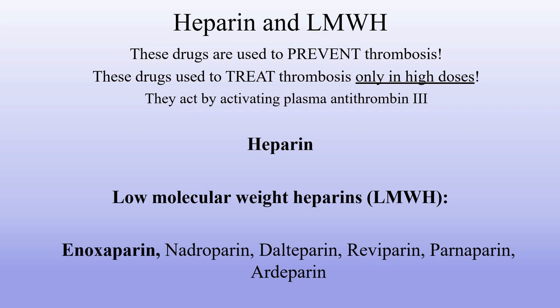Heparin and low molecular weight heparins. These drugs are used to prevent thrombosis. These drugs are used to treat thrombosis only in high doses. They act by activating plasma antithrombin 3. The drugs are heparin and, from the low molecular weight heparins, enoxaparin, nadroparin, dalteparin, reviparin, parnaparin, and ardeparin.